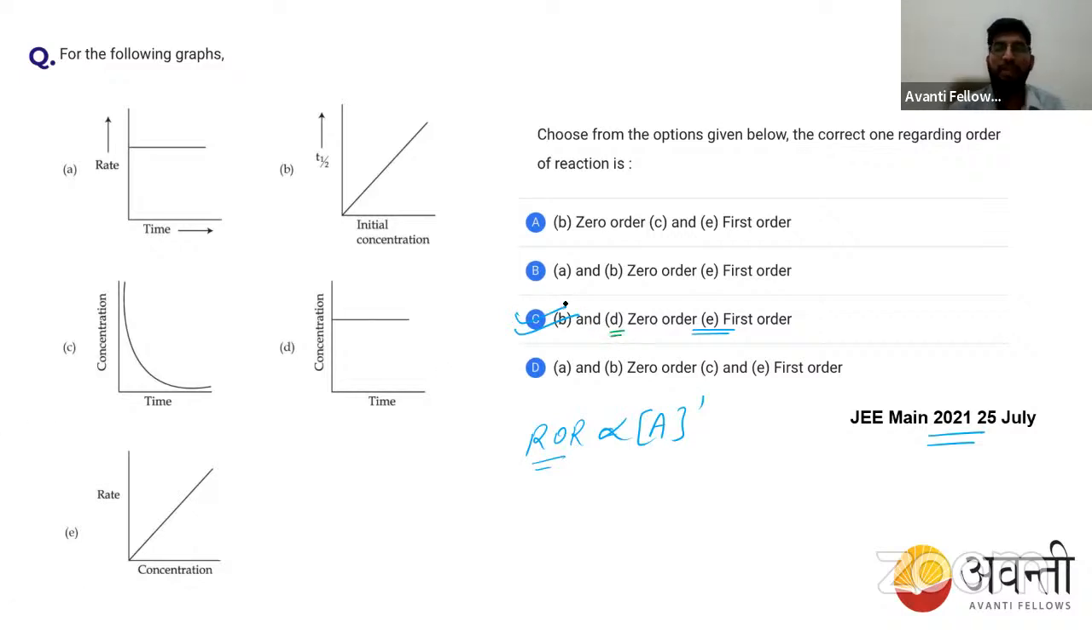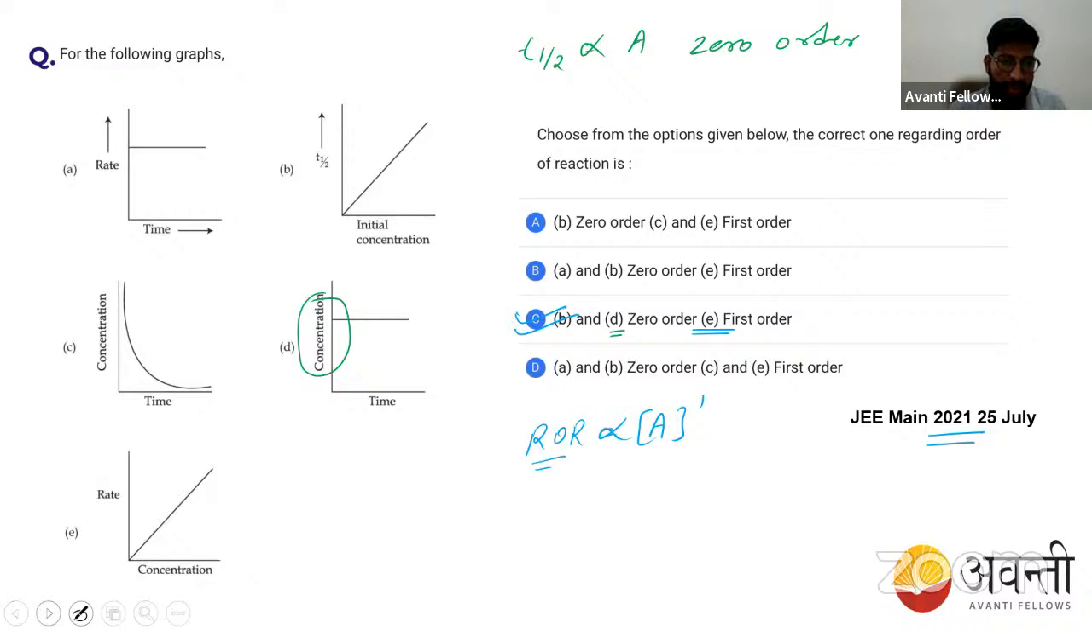I think no doubt. If I see the D graph, what is the D graph? Concentration and time. So for zero order reaction, the concentration and time graph is almost a straight line which is parallel to the x-axis. And option B, T half. We know that for zero order reaction, T half is directly proportional to A. So option C is the correct one in this question. So I think it's clear to all of you. You have to see the graphs A, B, C, D, E and choose the correct answer, which is option C.